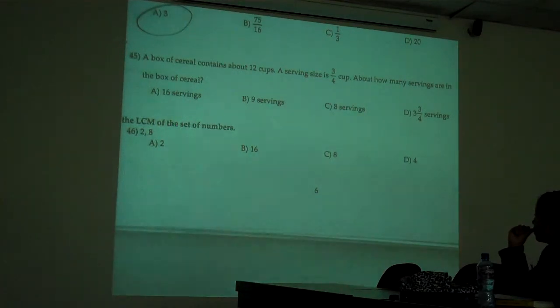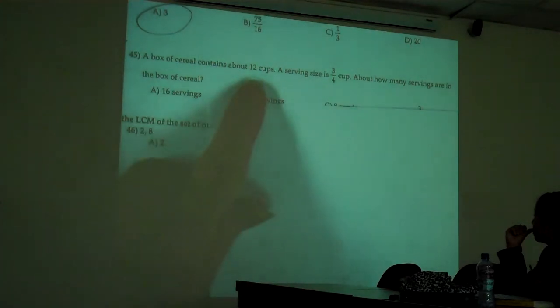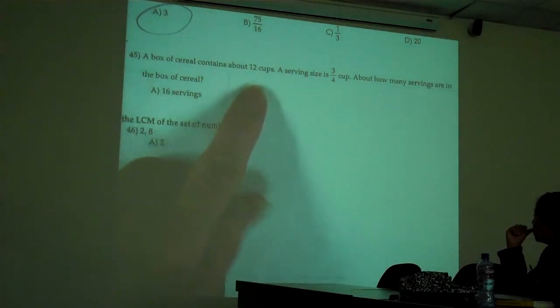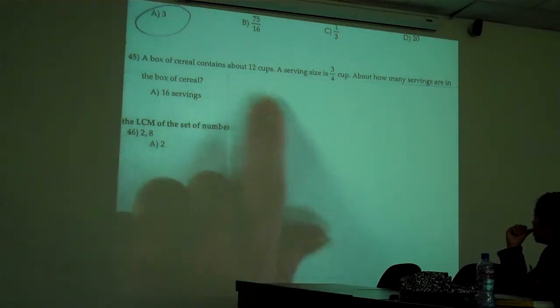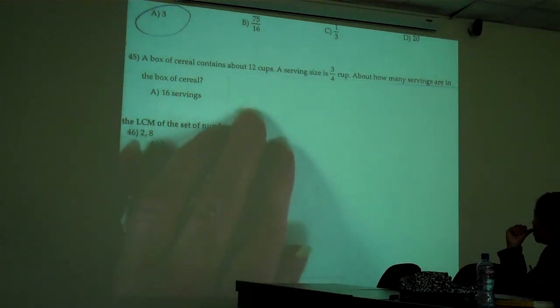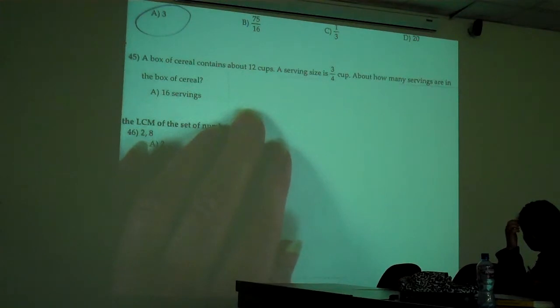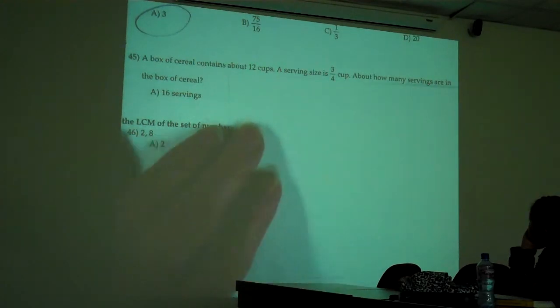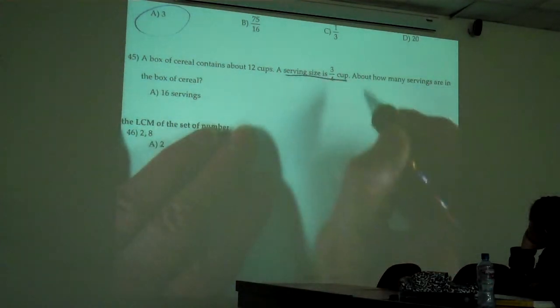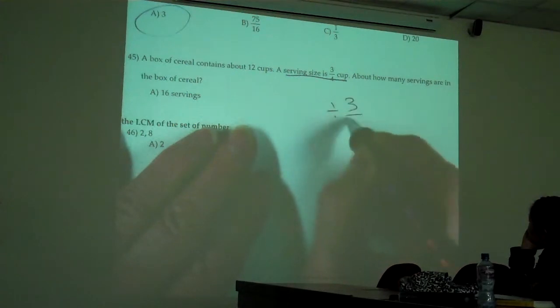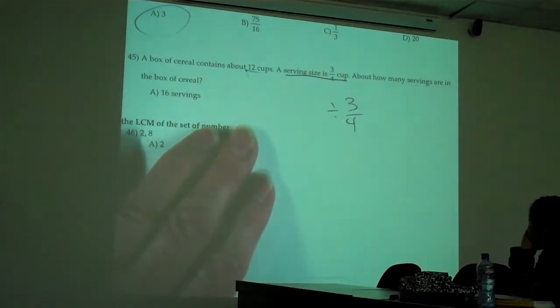What if you had 12 cups of cereal and its serving size was 2 cups? If you had 12 cups of cereal and each serving you need 2 cups of it, you'd have 6 servings, right? You divided the 2 into the 12. You did 12 divided by 2. So the serving size will be divided into how much you had.